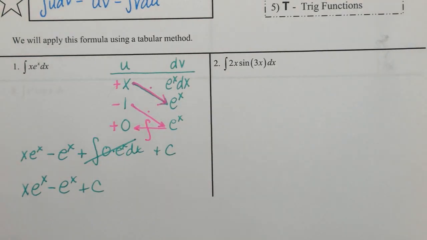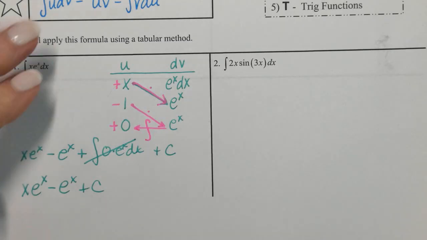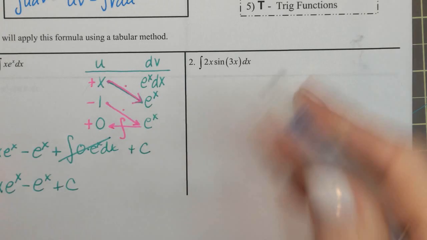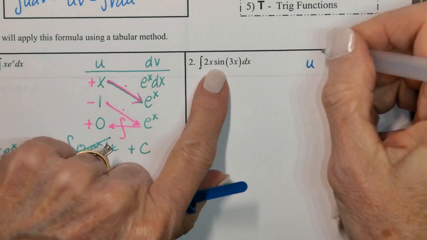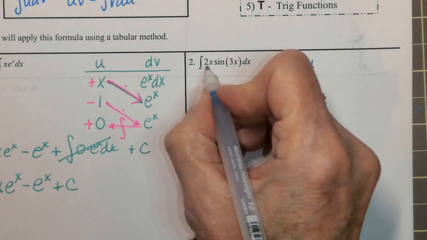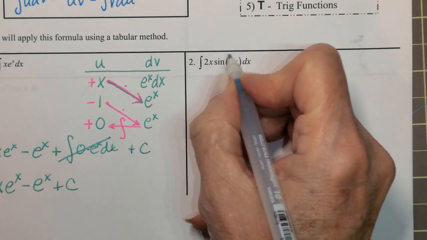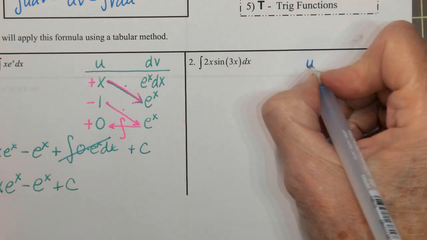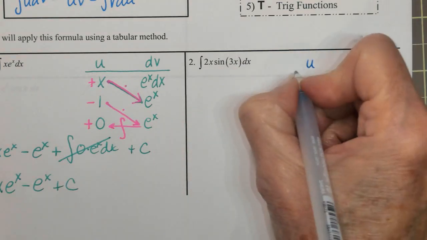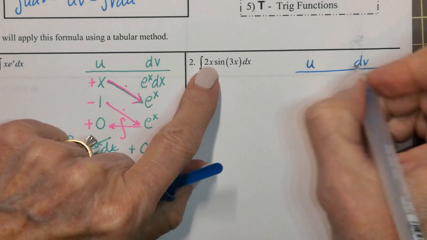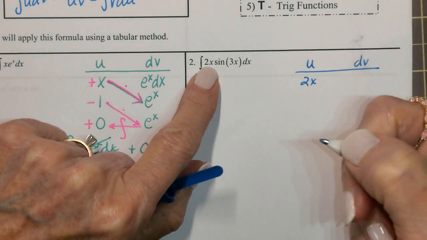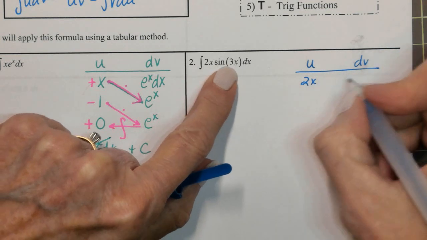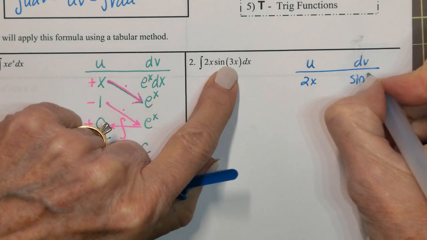That's the integral. Let's do another one. So u and dv. We know it's by parts because it's a product of functions and the argument is linear. So u and dv: algebraic, no logs, no inverse trig, but algebraic. So u is 2x and dv is everything else.